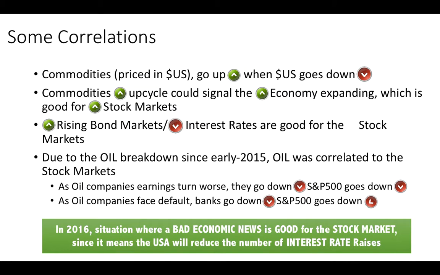Okay, here are some correlations that I often see in the market. For example, commodities, we know like gold and dairy products and oil are priced in US dollars. So commodities go up when the US dollar goes down. Now, you know that during periods of expanding economy, countries will buy commodities in order to produce parts or to produce a manufacturing output. So a commodity upcycle could also signal the economy expanding, and this is very good for stock markets.